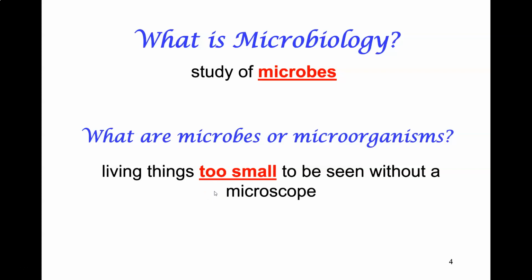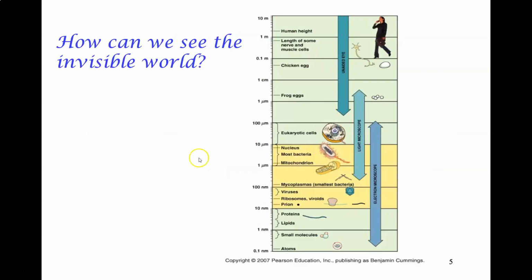So how small are these microorganisms? How can we see the invisible world around us? For example, we can easily see people, we can easily see animals and plants, we can easily see a chicken egg with our naked eye. However, when we go to tinier organisms like fungi and protozoa, where they are single-celled organisms, we need the aid of a light microscope. Even smaller than that are bacteria. And again, we need the light microscope to see that.